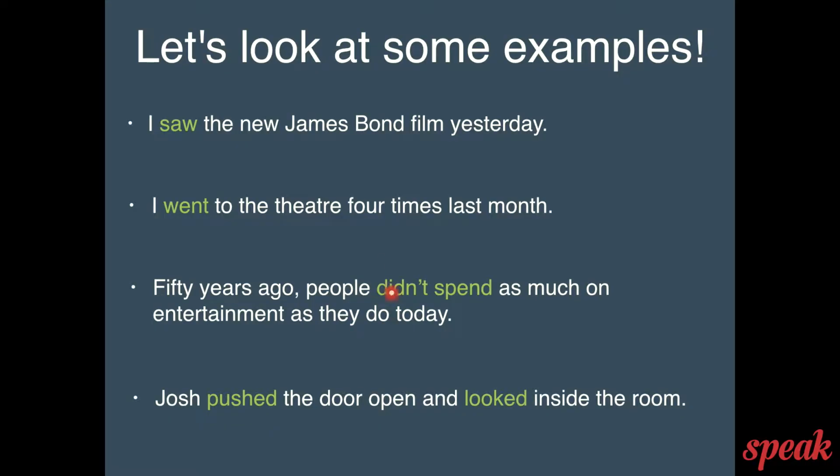In our third example, 50 years ago, people didn't spend as much on entertainment as they do today. Here we have the negative form. Negative is didn't, which is the contraction of did not. And spend is our verb.